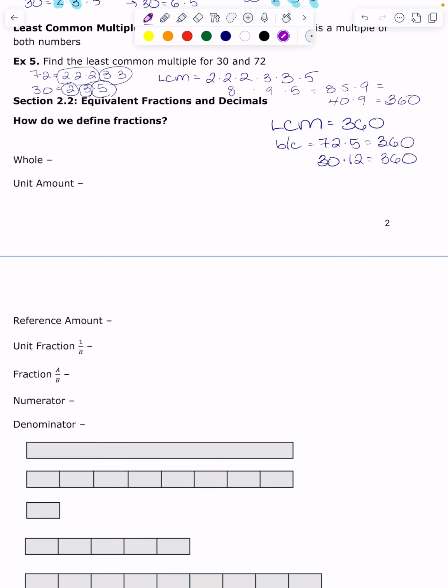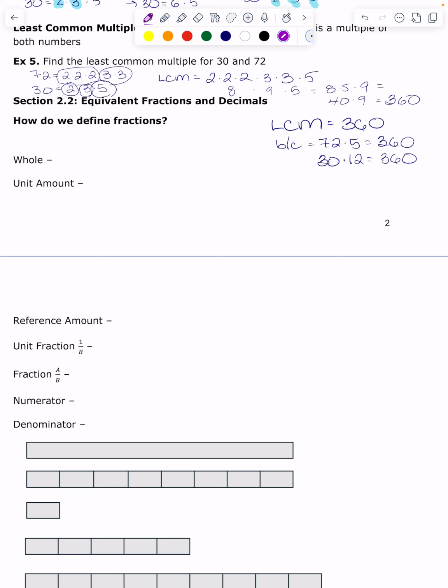Welcome back. These are the week 2 notes. This is page 3, even though we're starting at the bottom of page 2. Quick introduction to fractions. So we're talking about section 2.2, equivalent fractions and decimals.